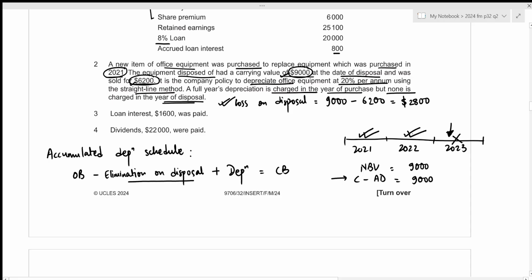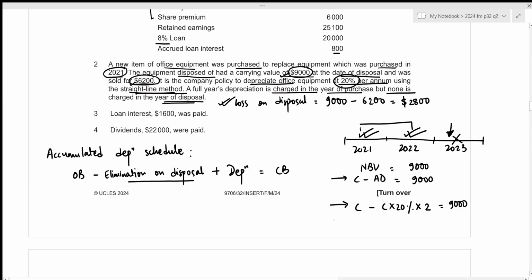Because accumulated depreciation is just the sum of depreciation since the year of purchase till the current date. It means that accumulated depreciation is going to be the depreciation charge for 2 different years. And we know that the depreciation policy is 20% per annum using the straight line method. Okay, let's incorporate this. So we know that the depreciation charge for 1 year will be cost times 20%, since we're talking about straight line method. And for 2 years, we can just multiply it by 2.